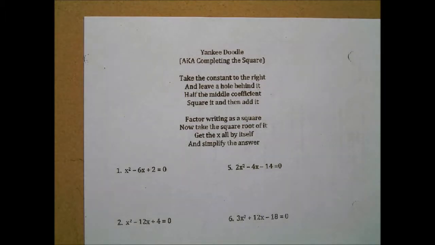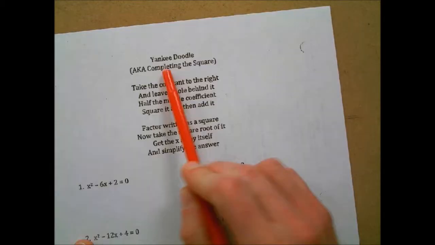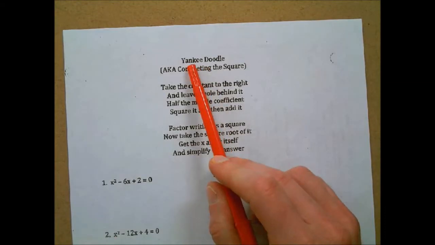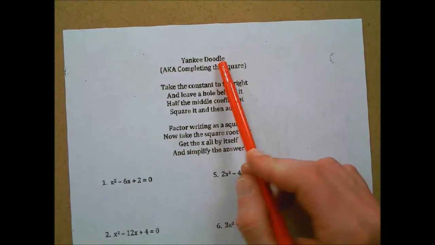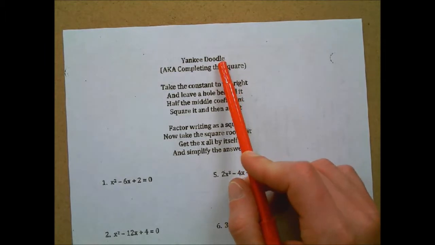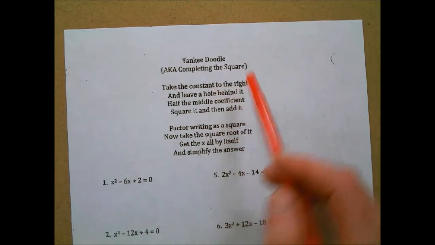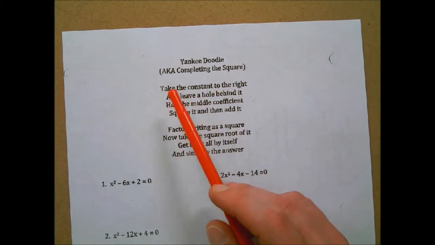Okay. There we go. So, if you want a way to help you remember what to do when you complete the square, there is like a song you can sing to the tune of Yankee Doodle. Do you guys know this song, Yankee Doodle? It was a song made by the Brits to make fun of the colonists.